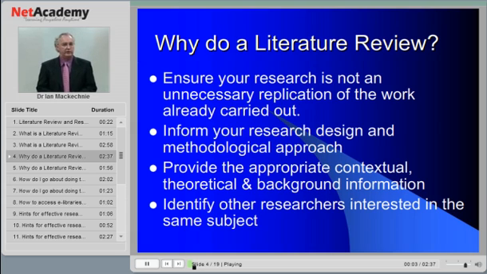Why do we do a literature review? What is the purpose of a literature review? Well, firstly, and very importantly, we need to make sure that the research we're doing has not already been done. We don't want to replicate, we don't want to look into something that has already been researched. So we do a literature review firstly to make sure that we're not unnecessarily replicating research that has already been carried out.